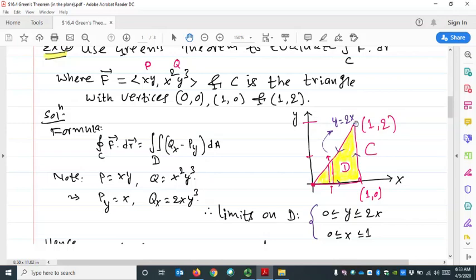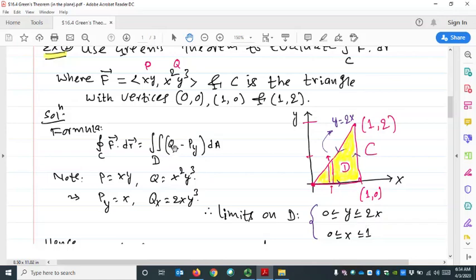So the equation of a line joining two points is y minus y1 equals (y2 minus y1) over (x2 minus x1) times (x minus x1). So (x1, y1) is (0, 0), (x2, y2) is (1, 2), and simplify. This gives you this diagonal line y equals 2x. So the upper limit of y is y equals 2x. And for the x bounds, x equals 0 to x equals 1. So we have the limits for our double integral.